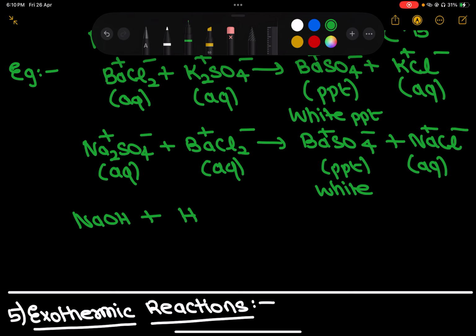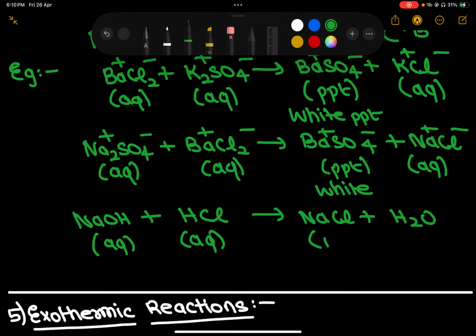NaOH plus HCl gives NaCl plus H2O. Aqueous, precipitate, and this is liquid because H2O itself is water. It cannot be aqueous. H2O cannot be dissolved in water because it is water. So liquid. This is colorless because it dissolves in water. NaCl is basically sodium chloride, your table salt.